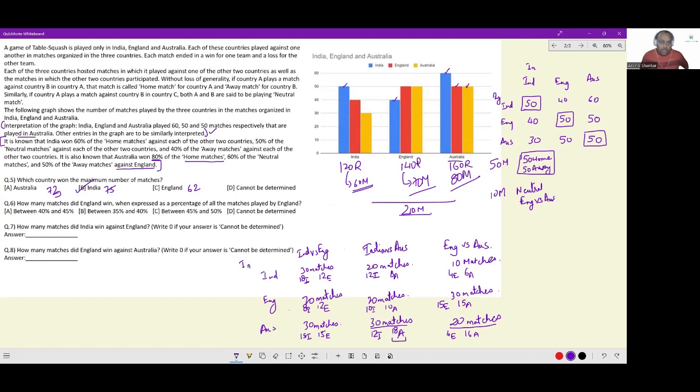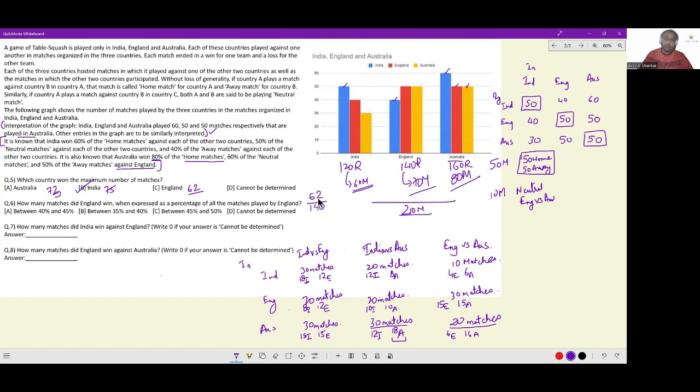Next question. How many matches did England win when expressed as percentage of all the matches played by England? Okay. The matches played by England are going to be 30, 20, 30. So 80 matches here. And 10, 30, 20. So 60 matches here. England has played 140 matches. And how many matches did it win? 62.